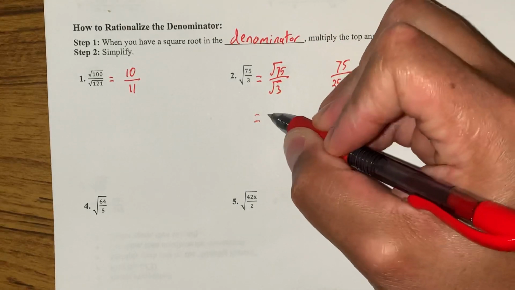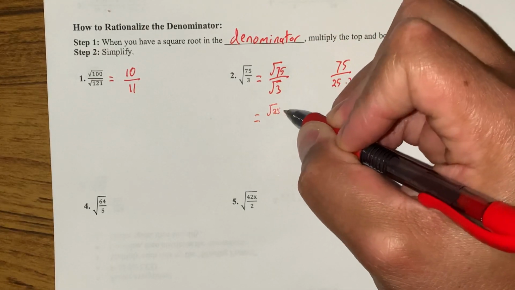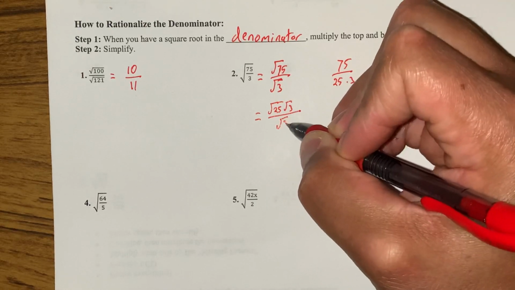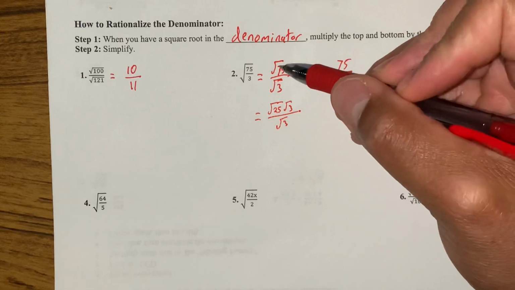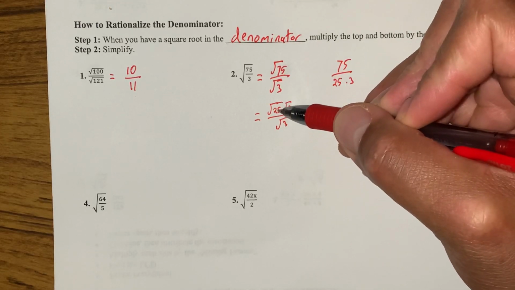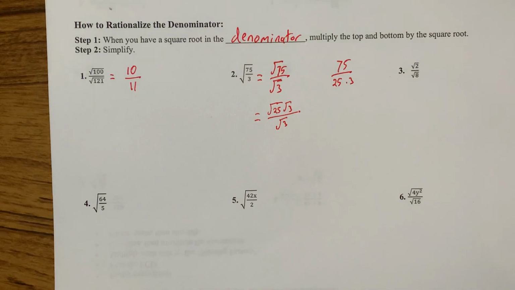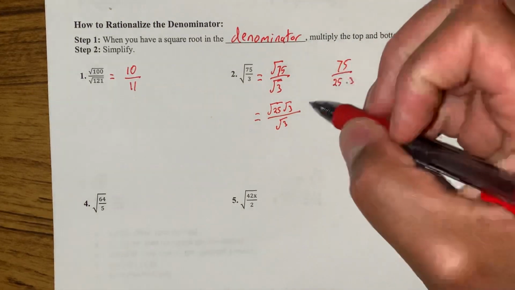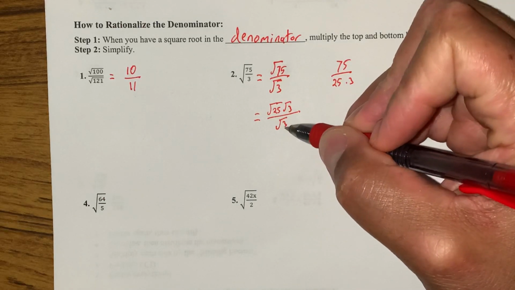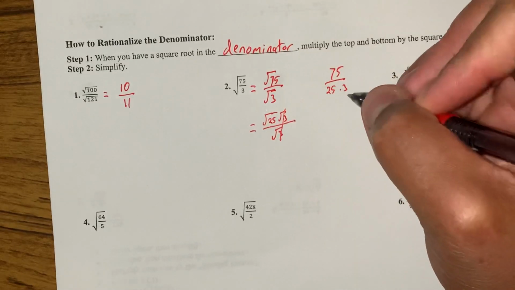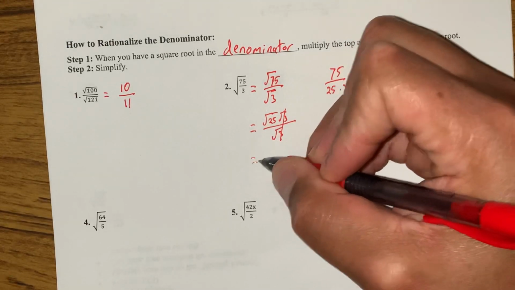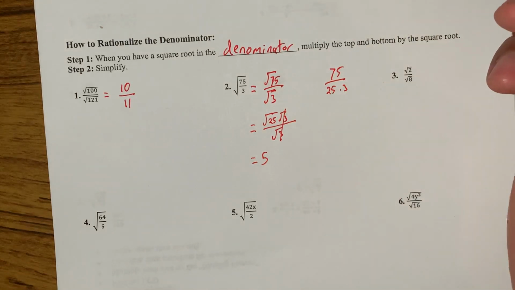So I can rewrite this as the square root of 25 times the square root of 3 over the square root of 3. All I've done is rewritten the square root of 75 as the square root of 25 times the square root of 3. Same thing we've been doing in the two previous sections, but what's really nice about this is square root of 3 divided by square root of 3 goes away. Now all I have left is the square root of 25, which is just 5. How neat is that?